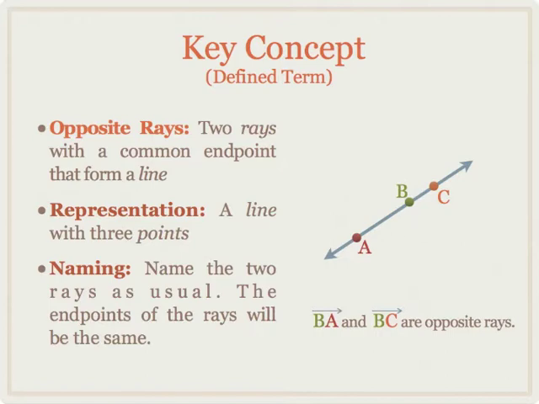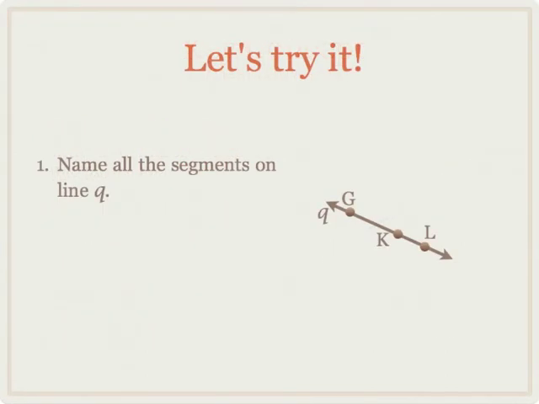Okay, let's try it. Name all of the segments on line Q. Hopefully you can see those. There is the one that's closest to the left, segment GK, and there's segment KL, and then there's the segment from G to L, segment GL. Simple enough? Okay, next question.